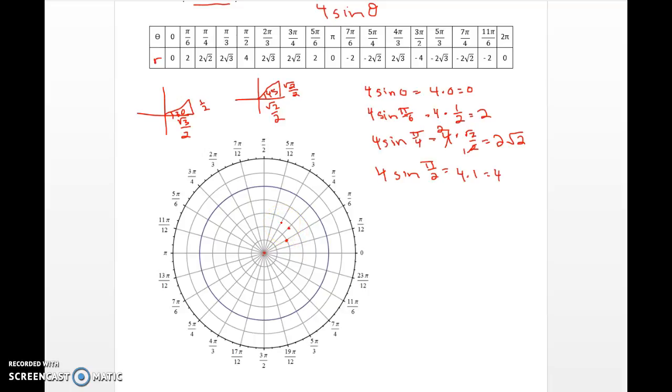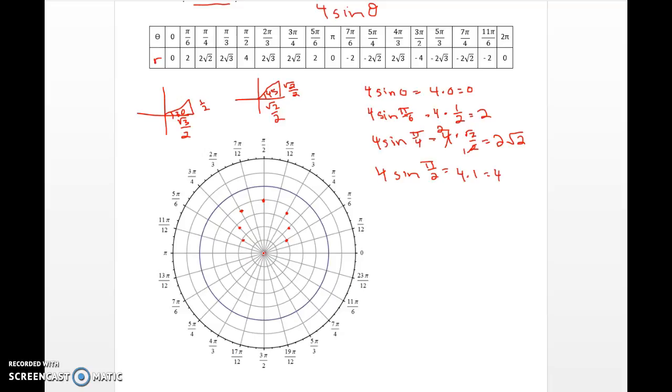When theta is pi over 3, r is 2 root 3, which is 3.5. Let's throw that there. Then we'll skip over the pi over 12s and go straight to pi over 2, where r is 4. You'll notice we're going to go back down the same amount. At 2 pi over 3, we get 2 root 3. At 3 pi over 4, r is 2 root 2, which is 2.8. At 5 pi over 6, we have 2. And at pi, we have 0.